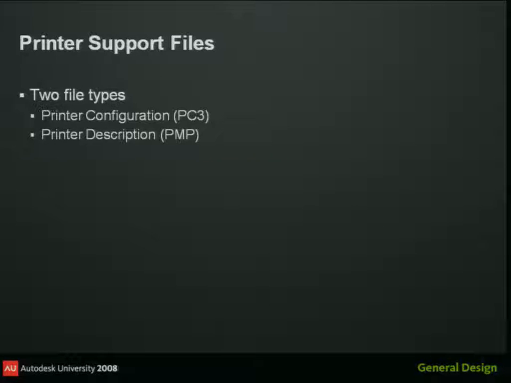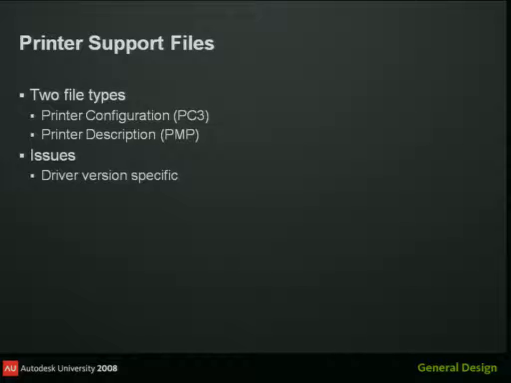So, printer support files. Now, printing requires, in particular, two types of files: the printer configuration, or the PC3 file, and the description file. So the description file is created when you modify a sheet size to have custom margins, or you create a custom sheet size. And that file is created automatically. The file that's created automatically is stuffed into a location that's defined by the options dialog box. But I want to point out that that location is not necessarily where the file has to reside. It can actually be located in other spots. And we'll get into that in just a moment.